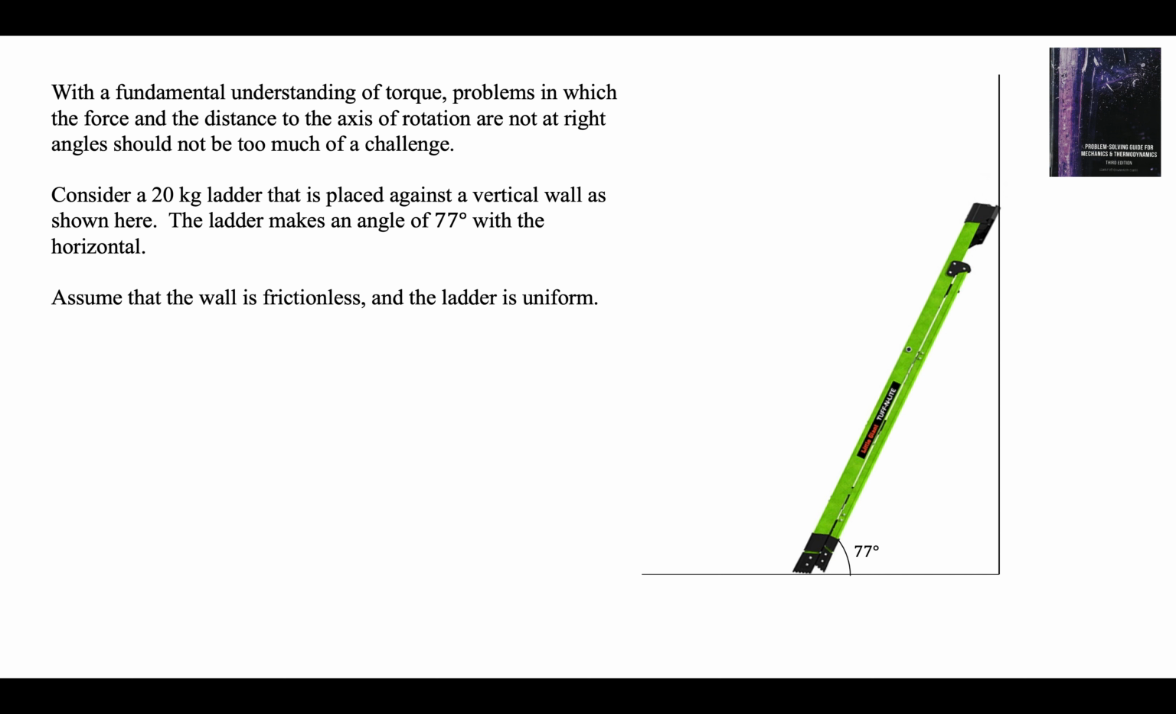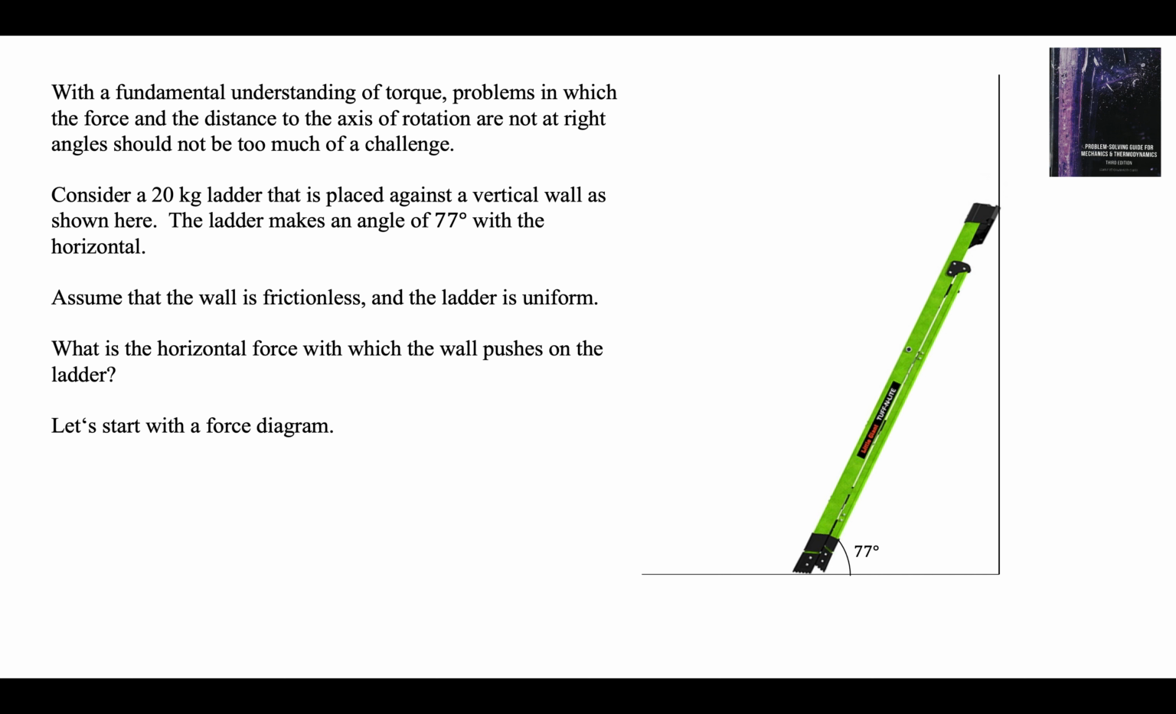We're going to assume the wall is frictionless and the ladder is uniform, so the center of mass is in the middle. What is the horizontal force with which the wall pushes on the ladder? There's no frictional force here, so the wall can only push out horizontally. So let's start with the force diagram.